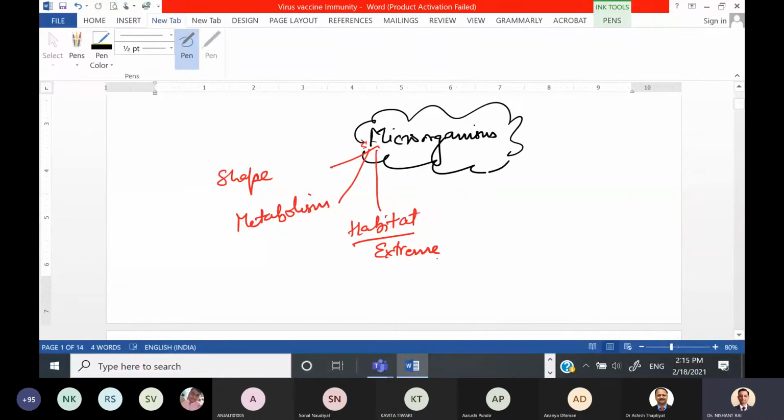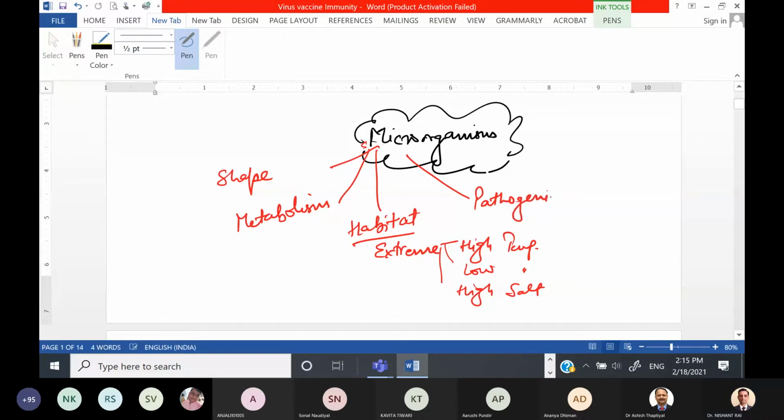So if you think, can microorganisms survive at a very high temperature? The answer is yes. Can they thrive at very low temperature? The answer is yes. High salt concentration? Yes. It also shows diversity in causing diseases. We call it pathogenicity, the disease causing ability. It shows diversity in their genome as well, right? So their genome also shows variations.